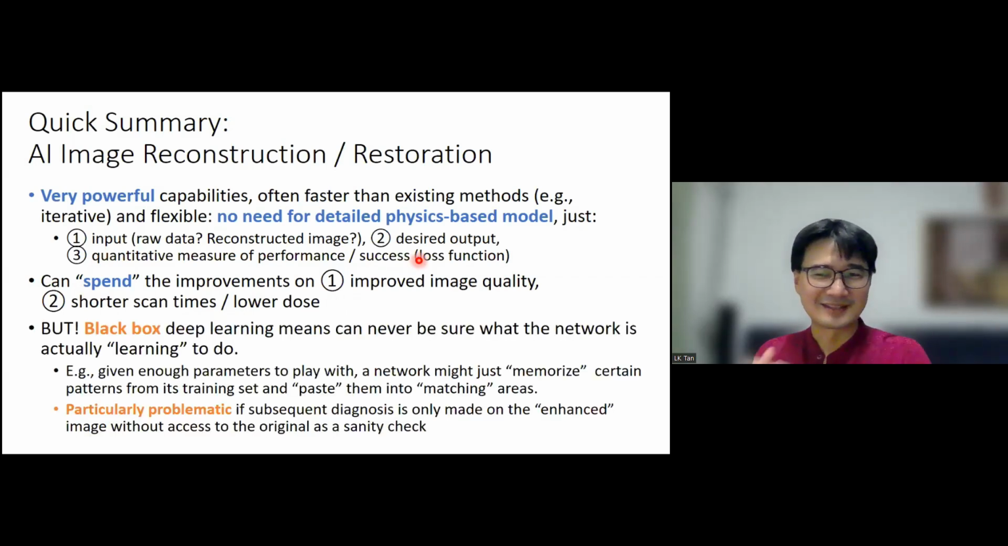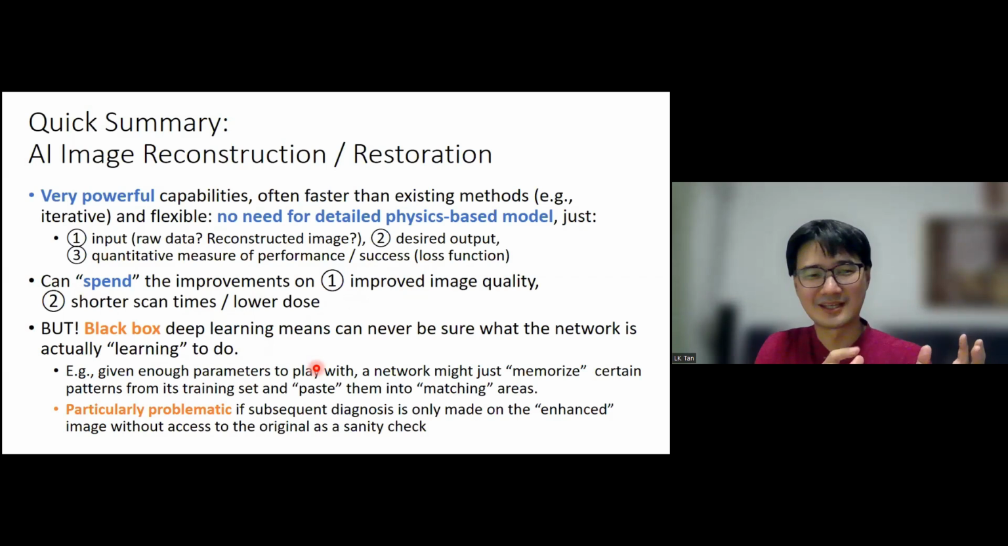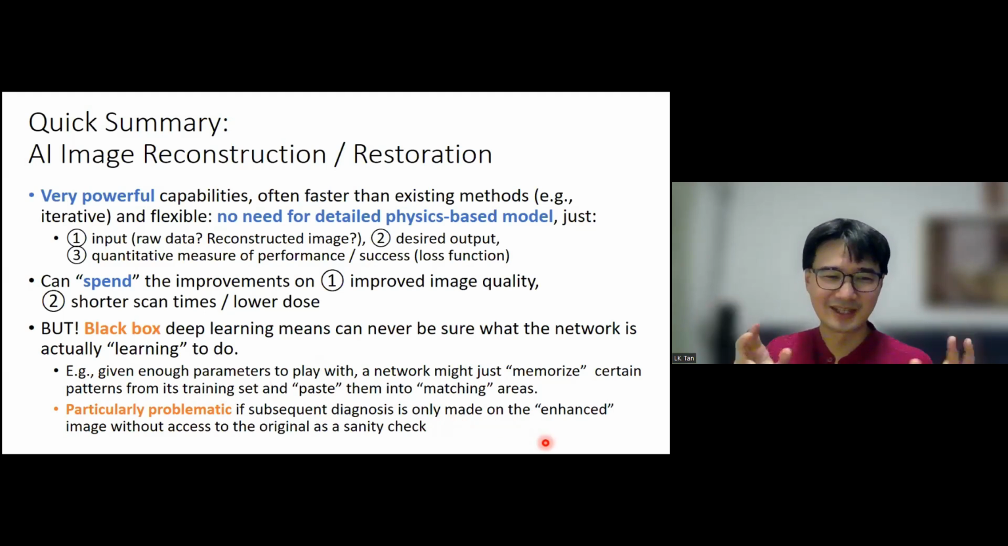But the deep learning network, we often call it a black box, because a black box means we're never completely sure what the network is actually learning to do. It has so many parameters, and you don't know how you're actually teaching it. So it can memorize certain patterns and end up pasting them into matching areas. It decides, okay, I think I know what a heart looks like, I see this as a heart, I'm going to stick a template heart in there. And you don't know. This is particularly problematic if any subsequent diagnosis is made only on the enhanced image without checking the original as a sanity check.